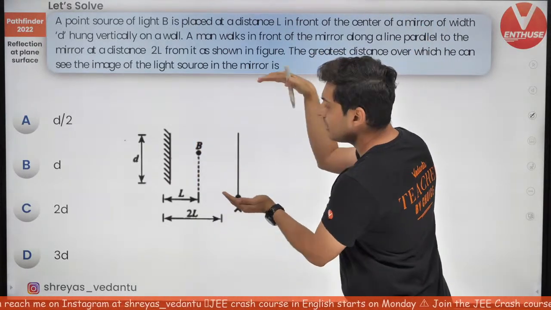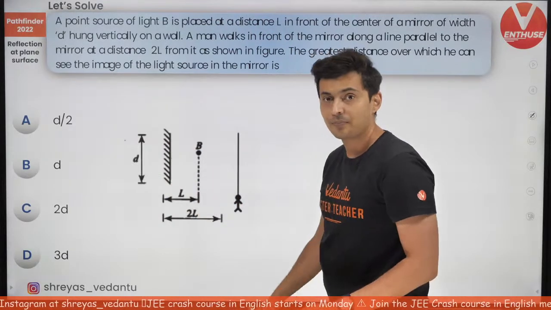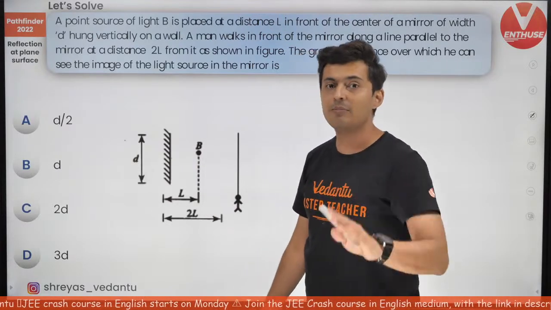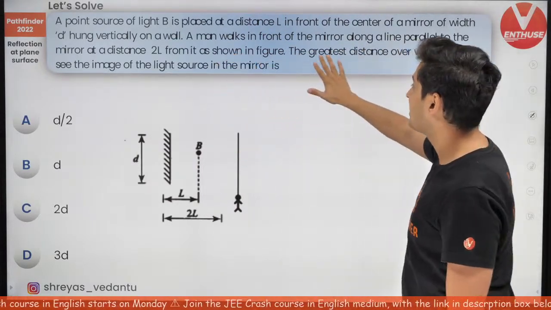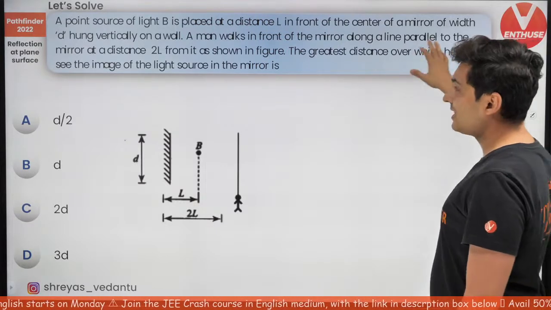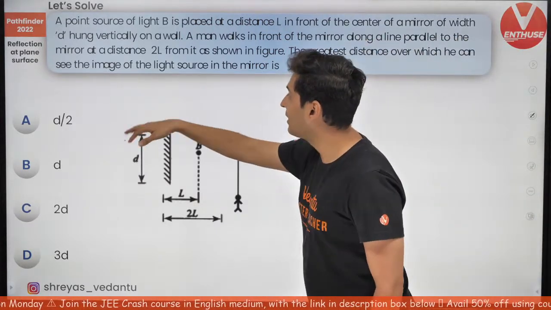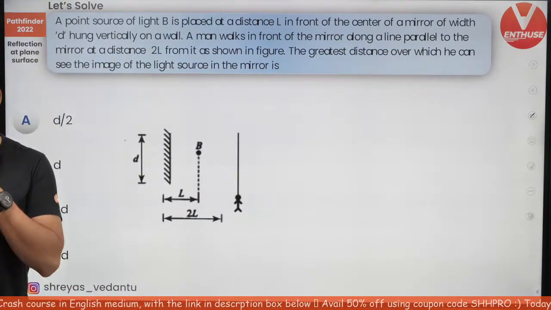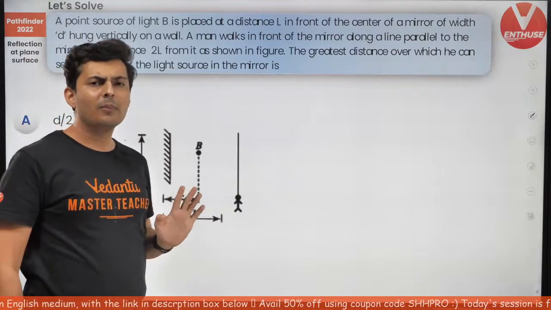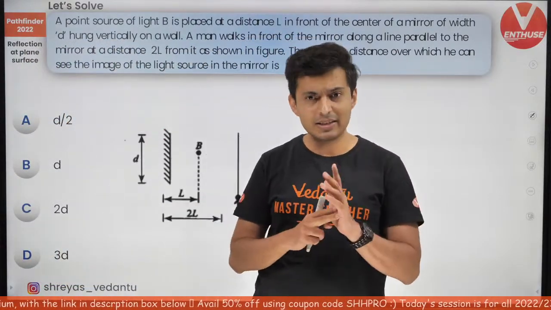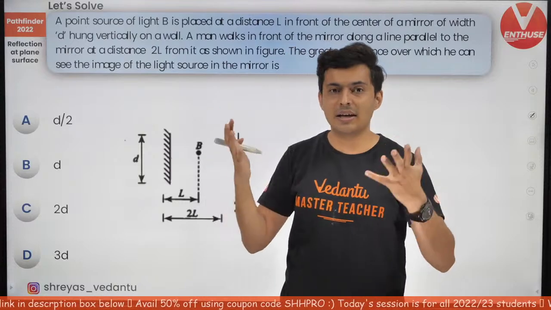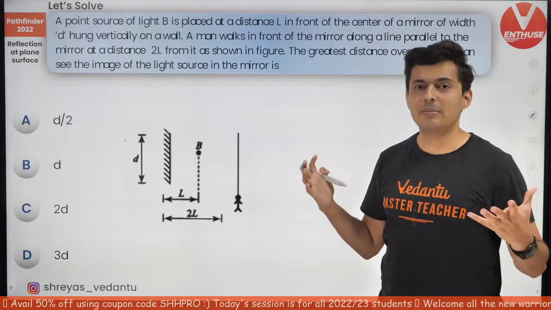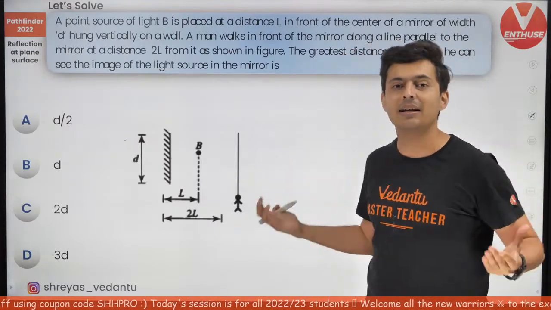There will be a region in which you will be able to see the image, because if you go too far, you won't be able to see the image of this object B behind the mirror. So the question is the greatest distance over which he can see the image behind the mirror. Let's see how many of you can do this. What did I tell you? Whenever you see field of view, it means till what extent can you see the mirror's image.